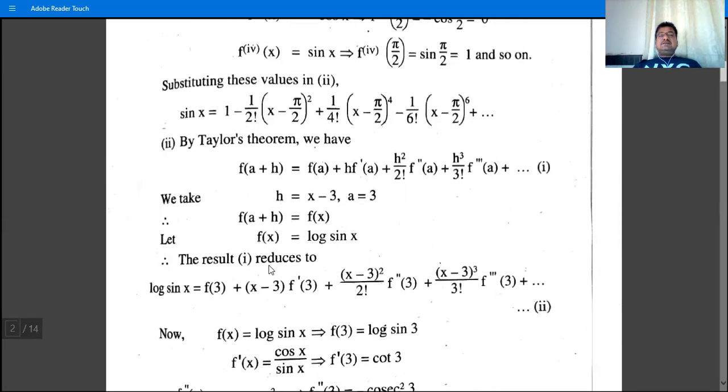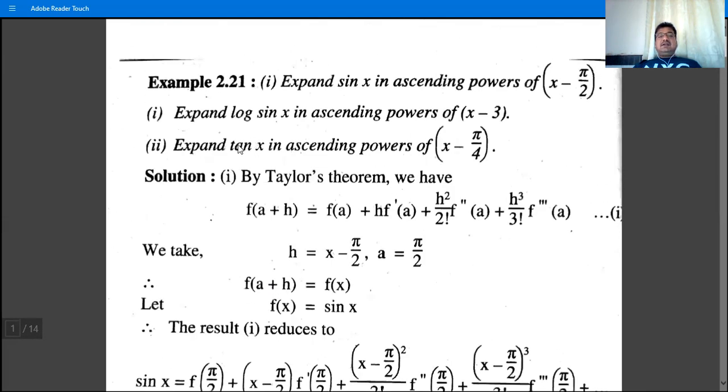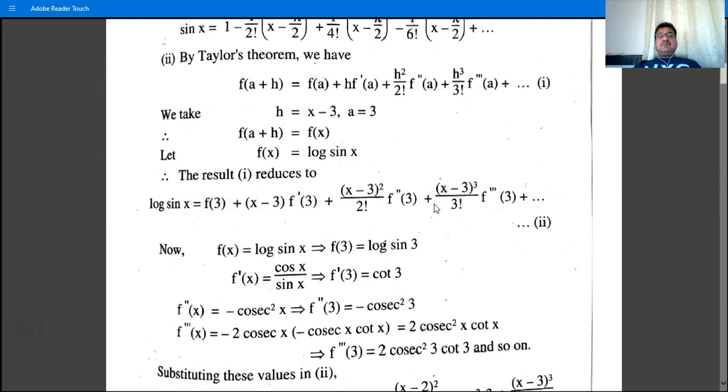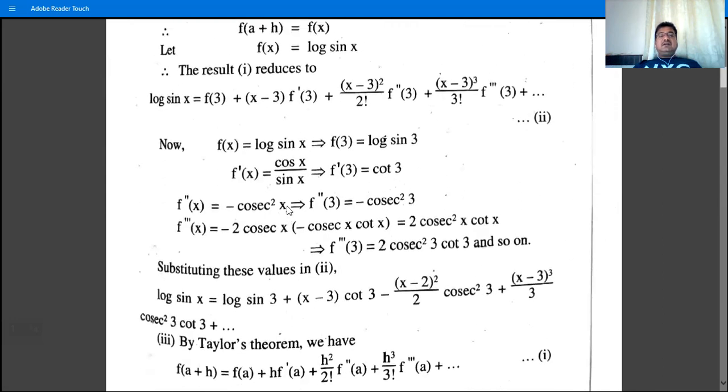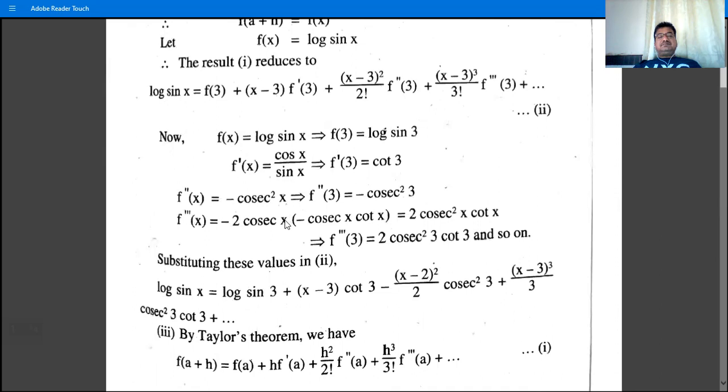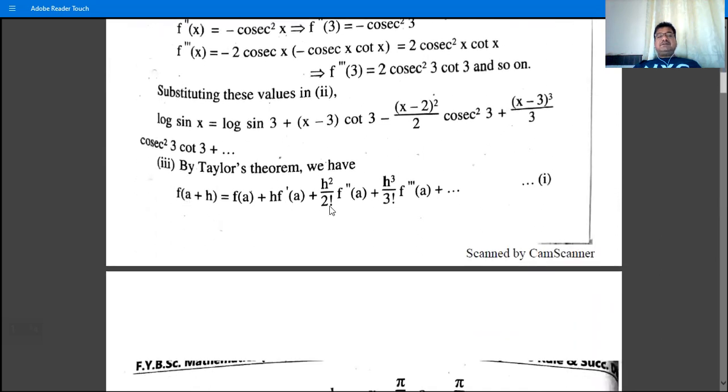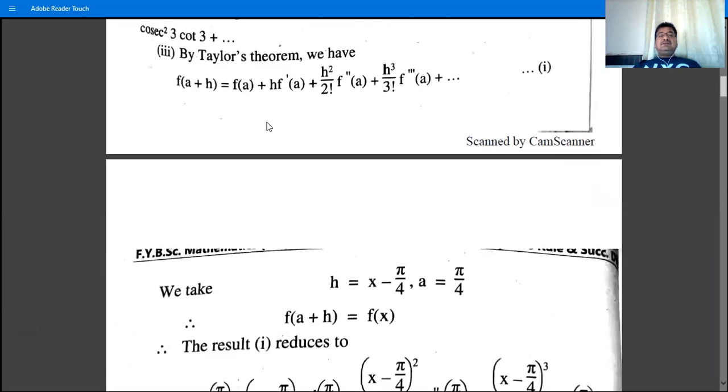Okay, so the next example is expand tan x in the ascending power of x minus pi by 4. So f of x is tan x, and write first Taylor's theorem that f of a plus h is f of a plus h f dash a plus h square by 2 factorial f double dash a plus h cube by 3 factorial f triple dash a and so on. Now h is x minus pi by 4, because we have to expand this tan x in the ascending power of x minus pi by 4.